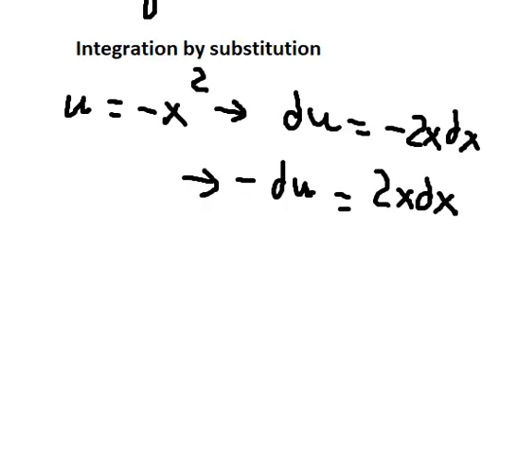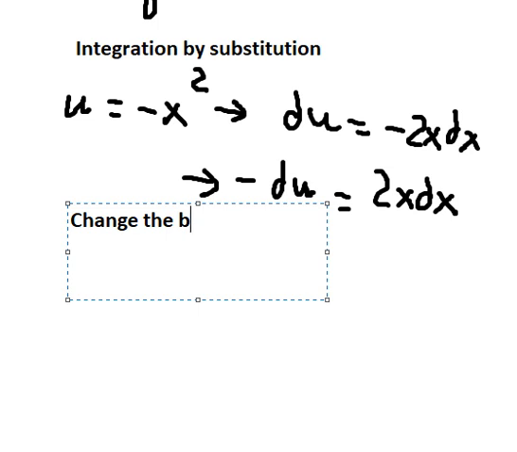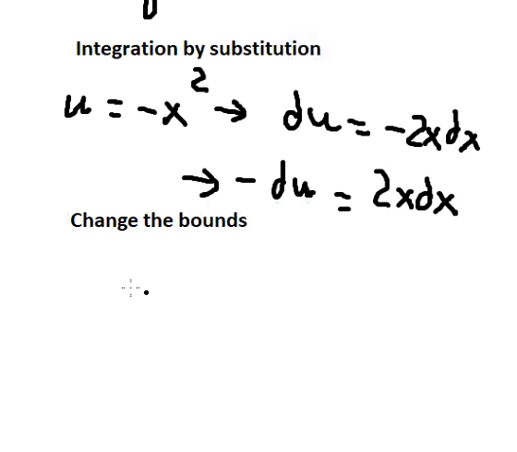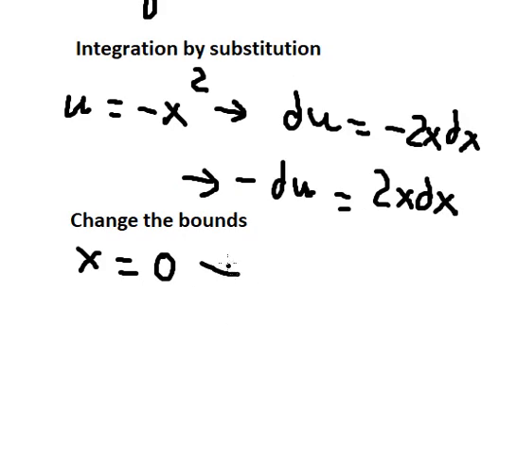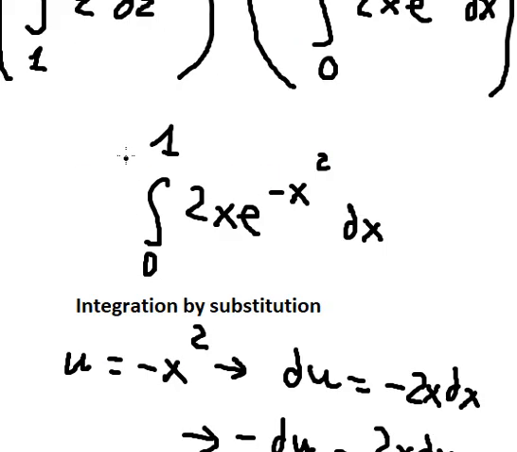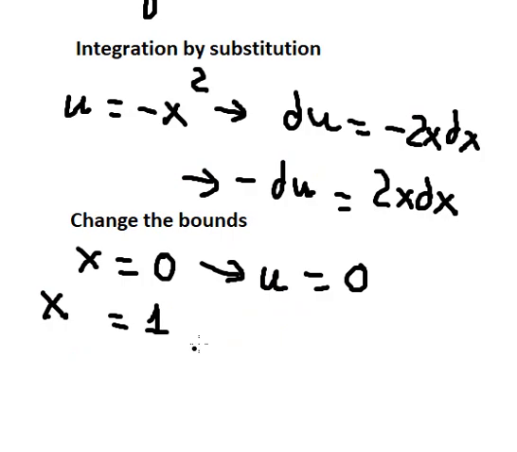And now we need to change the bounds. So when s equals number 0, that is from here. So we put number 0 in here to change the value of u. So u equals number 0. When s equals number 1, that is from here. So number 1, I will put this one in here. So u equals negative number 1.